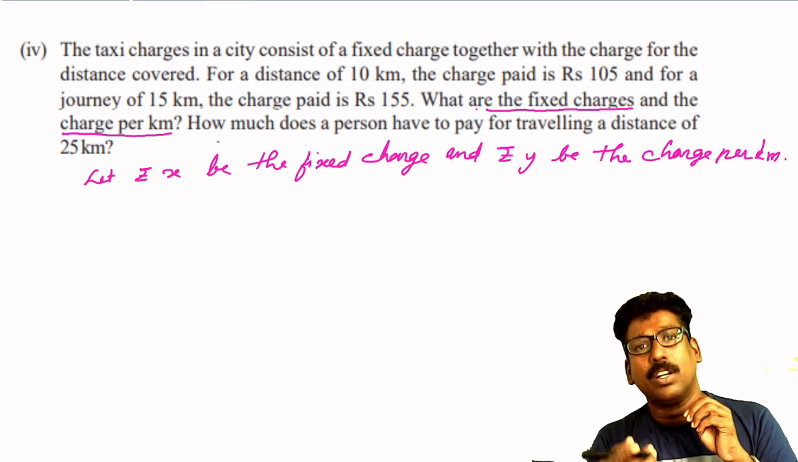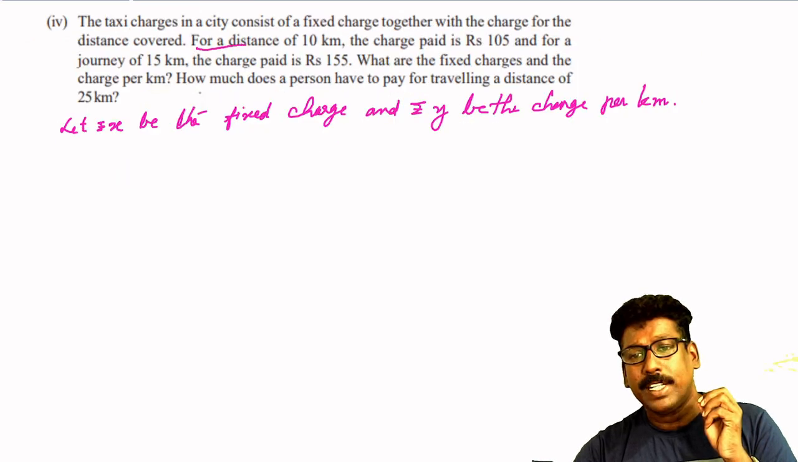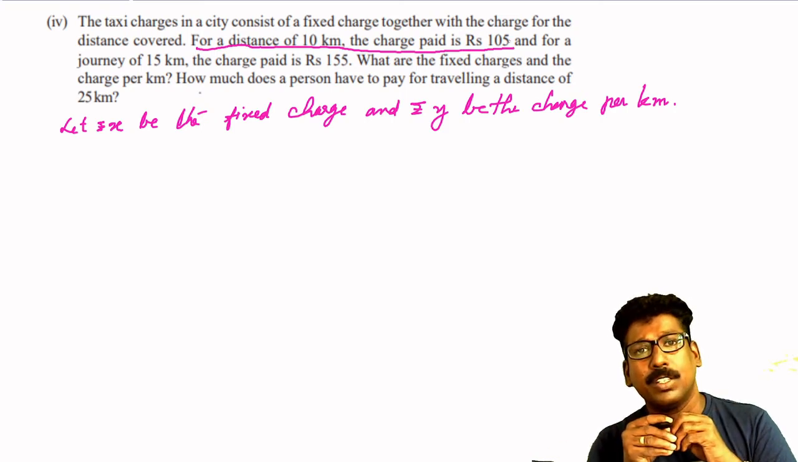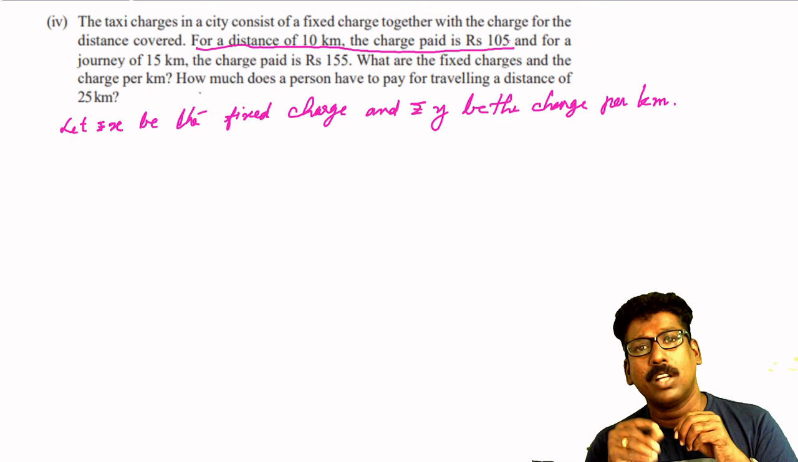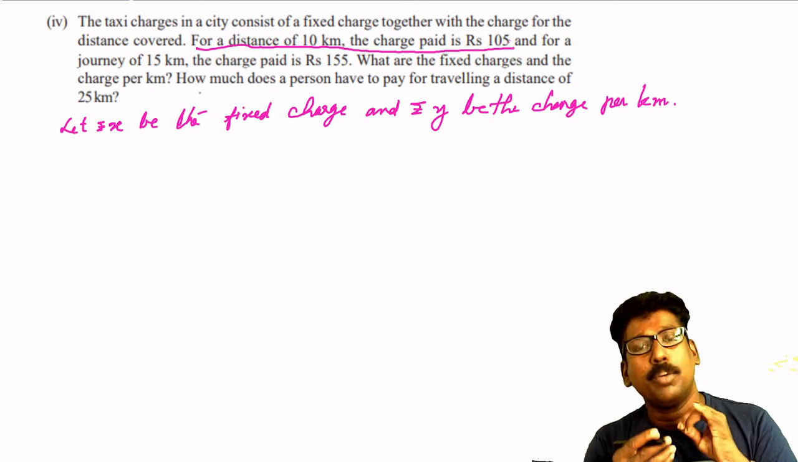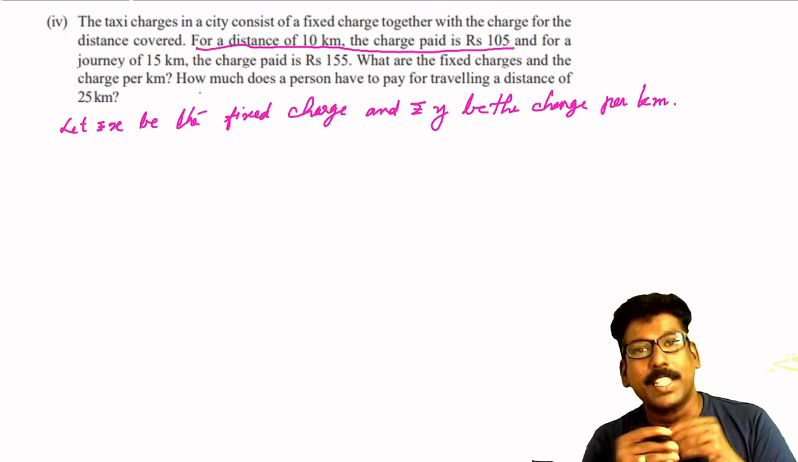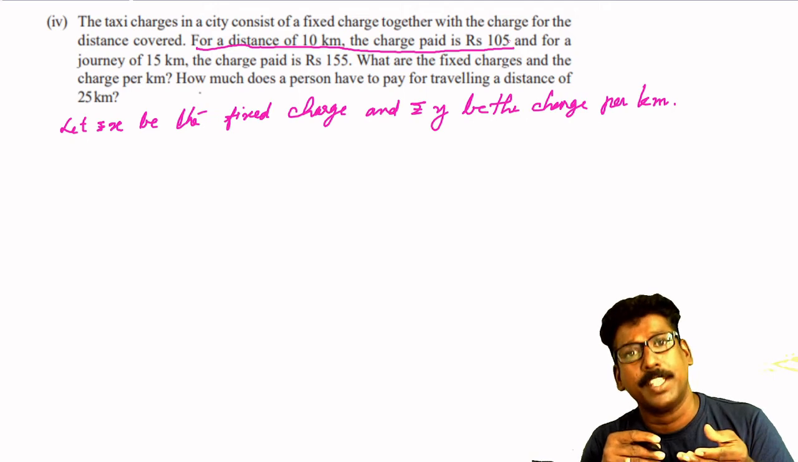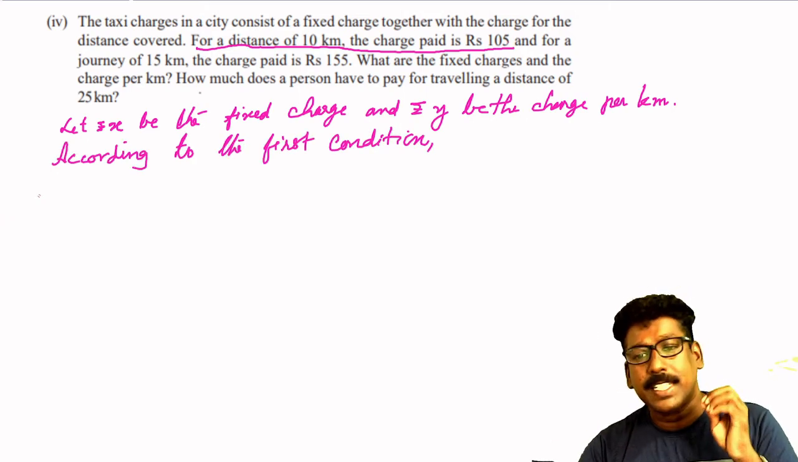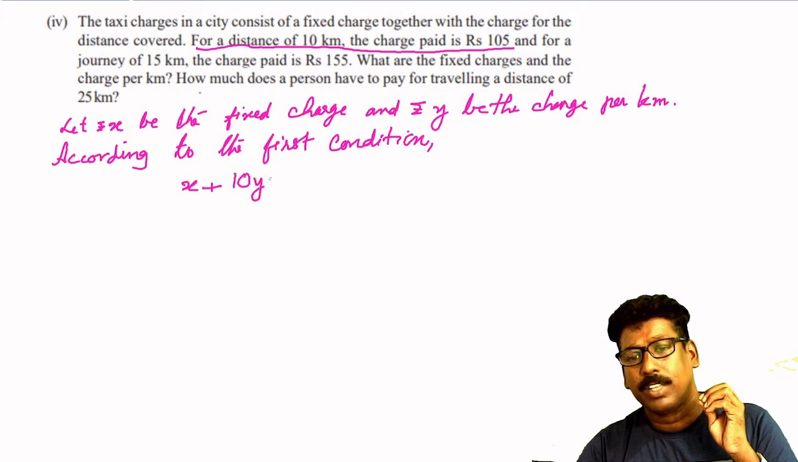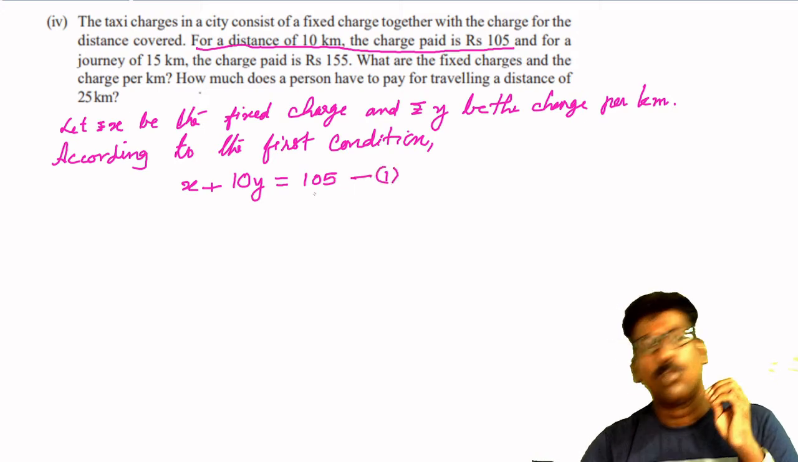Now let us look at the first condition. Here, for a distance of 10 kilometers, the charge paid is rupees 105. So for 10 kilometers, how much extra you have to give? Per kilometer you have to give y rupees. Then for 10 kilometers, of course it is 10y. So according to the first condition, we can write the fixed charge, that is x, plus charge per kilometer is y. So for 10 kilometers it is 10y. You have to pay rupees 105. Let it be equation 1.